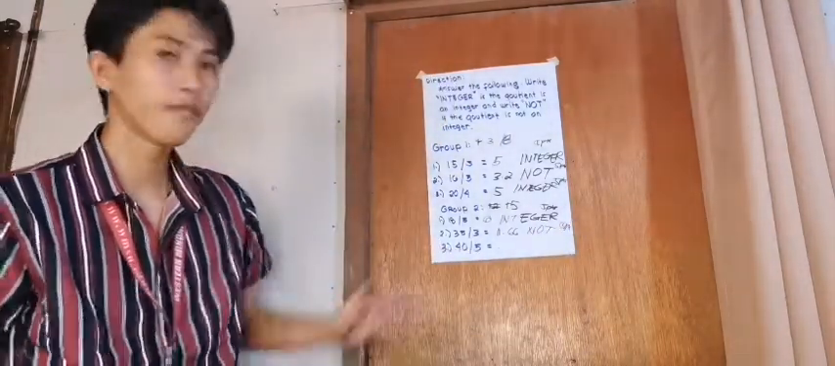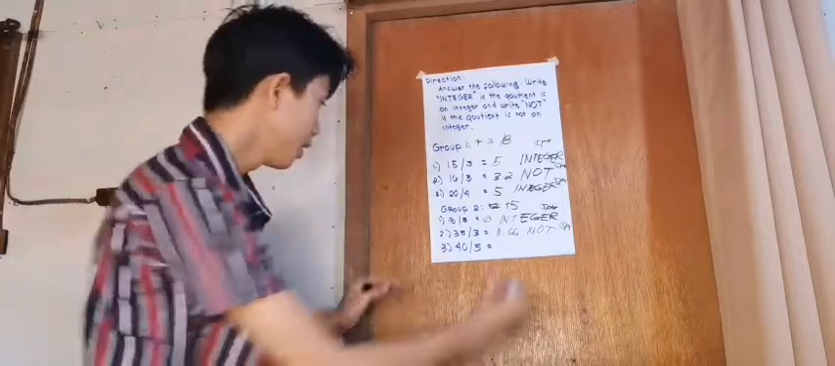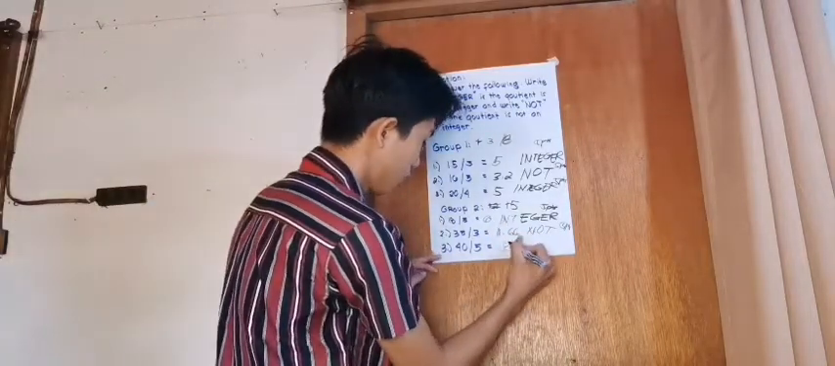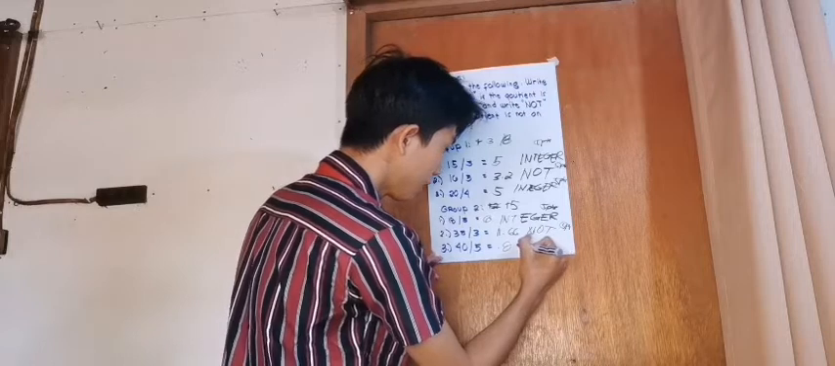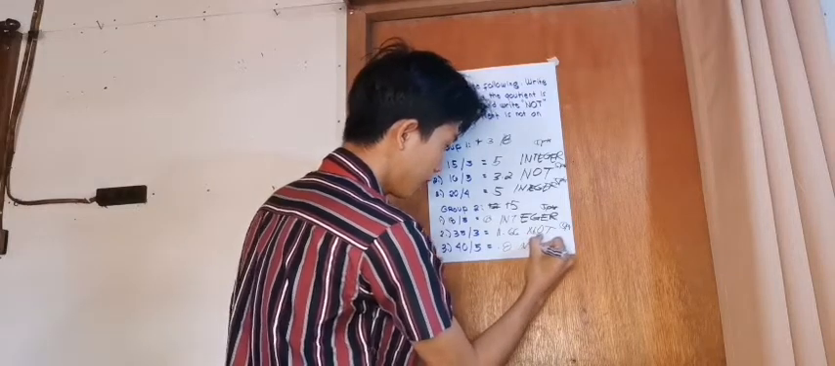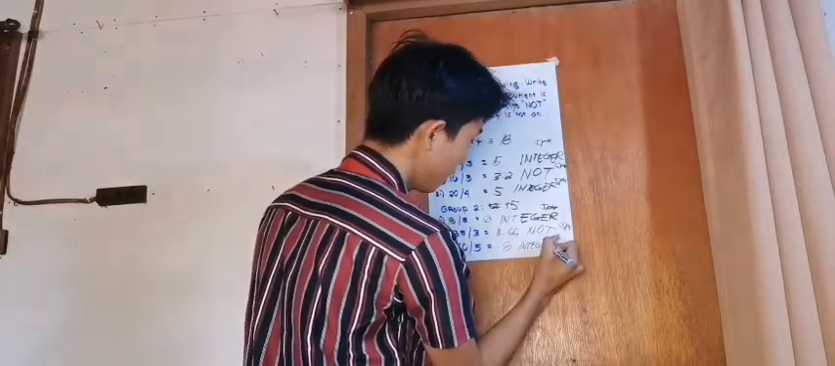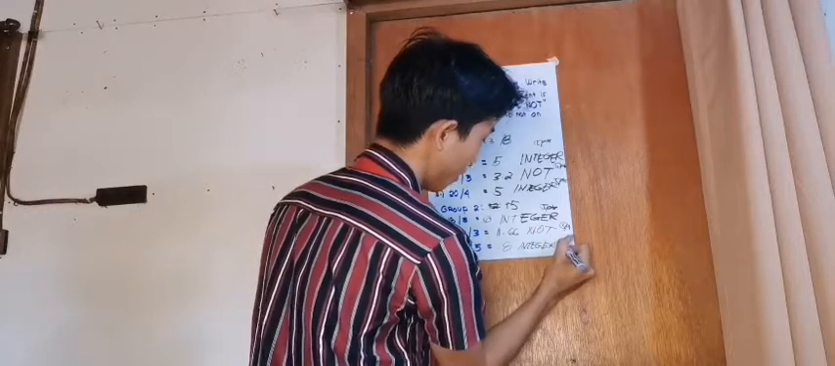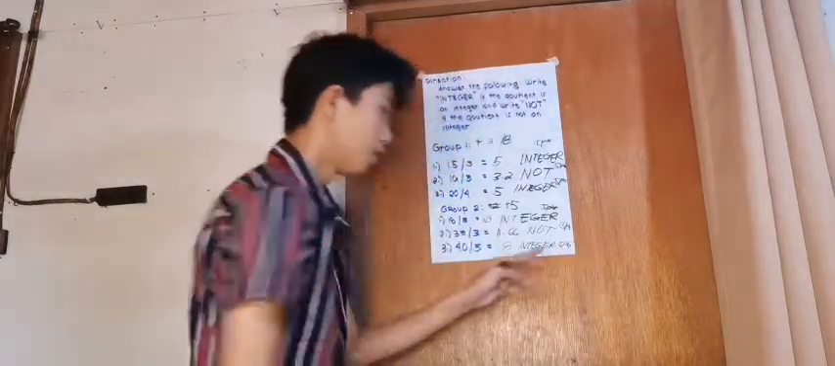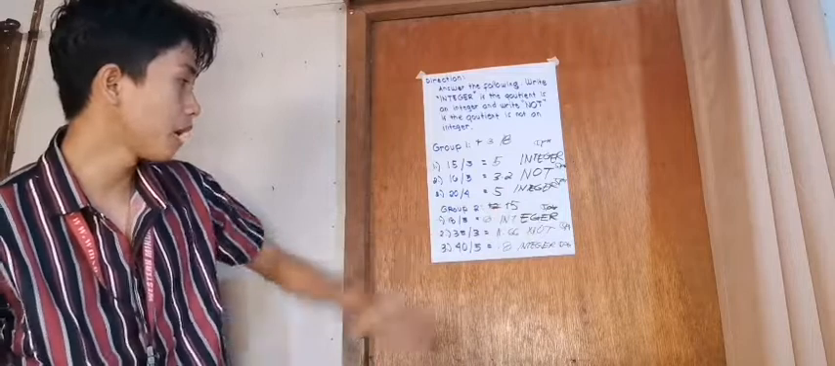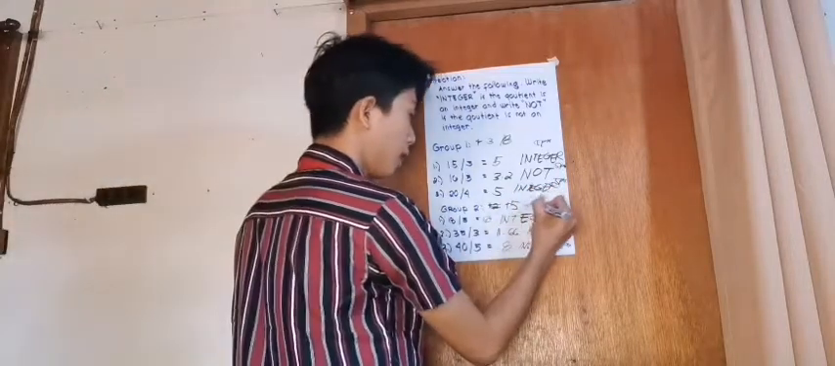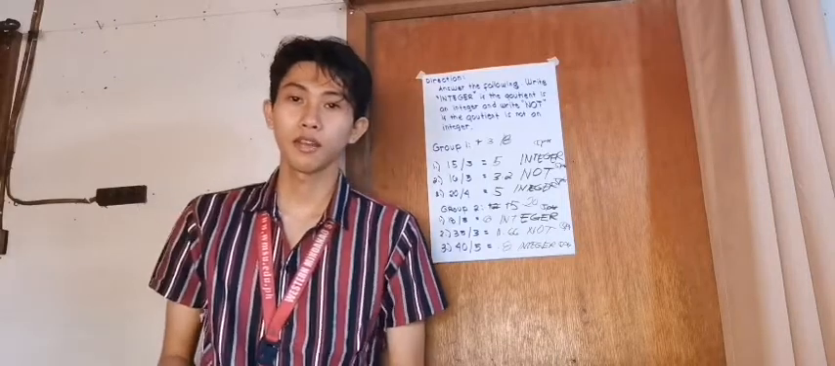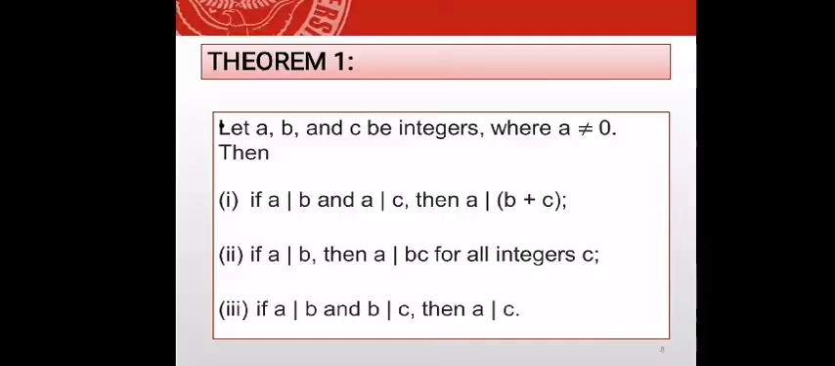So, 40 divide 5. The answer is 8. So, 8 is an integer. So if your answer is an integer, you have 5 points. So 5 plus 5 plus 5 plus 5, your group 2 has 20 points. So that's correct. Okay.